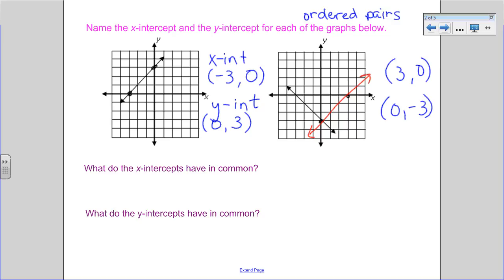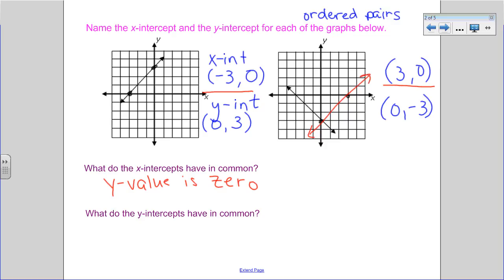What do the x-intercepts have in common? They both are the same. They both have 0. Specifically where, Rosemary? No, just the x-intercepts. Look at just your x-intercepts. They're actually the same. Oh, they're not exactly the same. Oh, it's Josh, actually. Good job. The y value is 0.